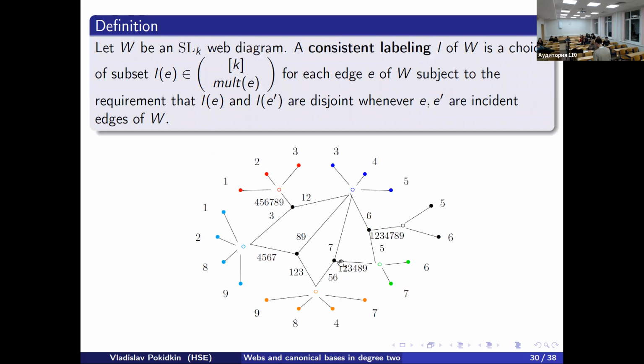Let's try to define finally what a web invariant is. For this, we need to understand what web matching duality is. We consider a web diagram, and over the diagram let's build a consistent labeling. We take an edge, and for every edge we put in correspondence some subset from k elements, a subset of the size corresponding to the multiplicity of this edge.